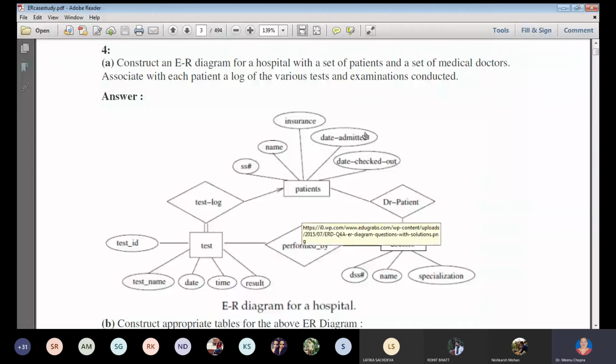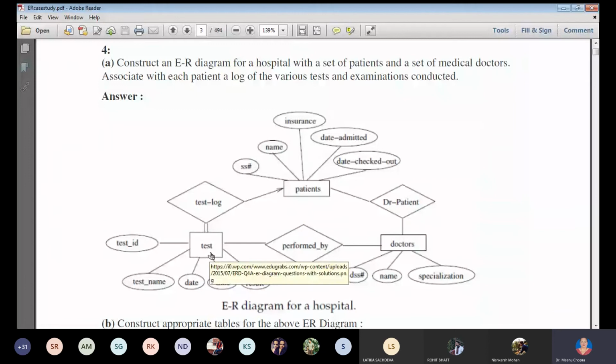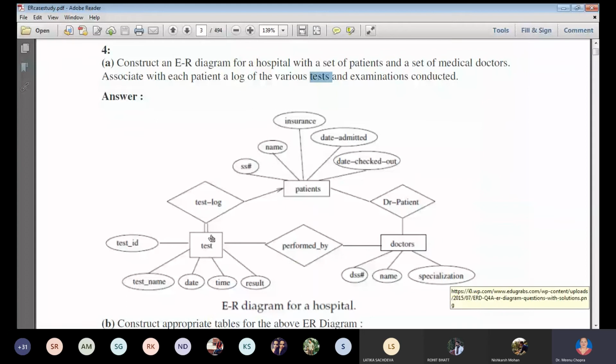Now, patient is the entity. These are the attributes. Similarly, test, fine. The patient has various tests. Doctors are there, so doctor is the entity. Now the test is being performed by the doctor, so this is the relationship. Now the test log, obviously the patient also has the test log, so the relationship is test logging, which records information about the patient, so that is also there.